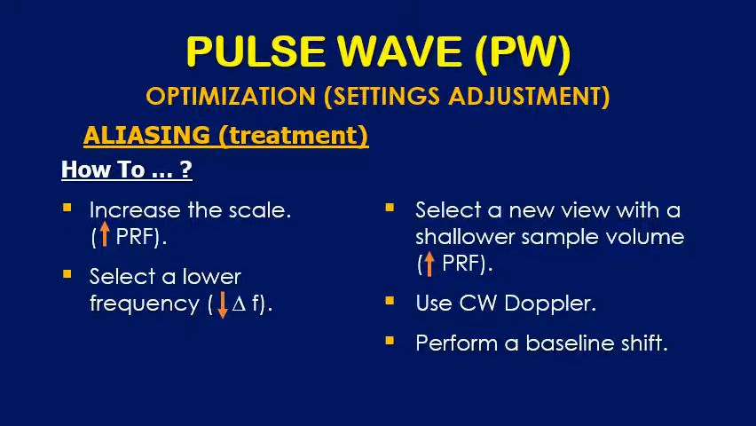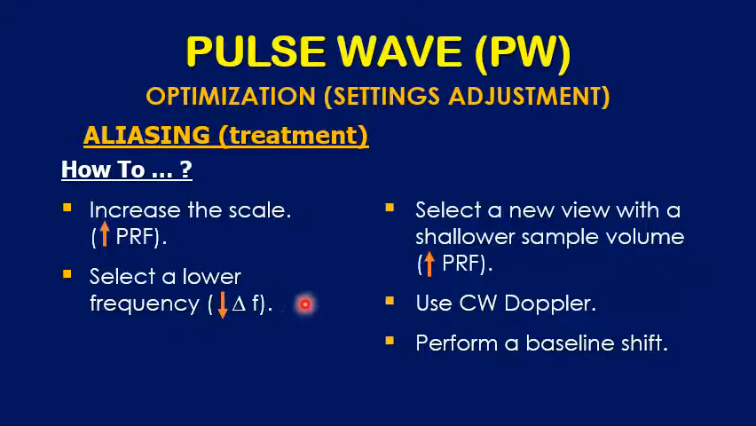So now we have some discussion about how I can avoid aliasing. I have aliasing, so how can I eliminate it? The first option is increasing the scale. Increasing the scale increases the PRF, and you increase the Nyquist limit to avoid aliasing. What if I still do this, but there is still some aliasing in the image? What can I do? Select the lower frequency part of the probe or get a probe with a lower frequency. In this condition, you get a lower Doppler shift, and again you can avoid the aliasing.